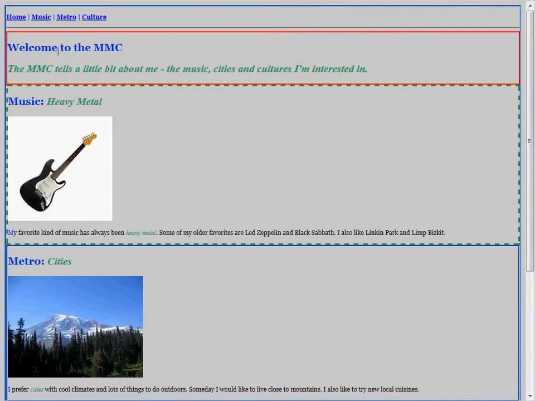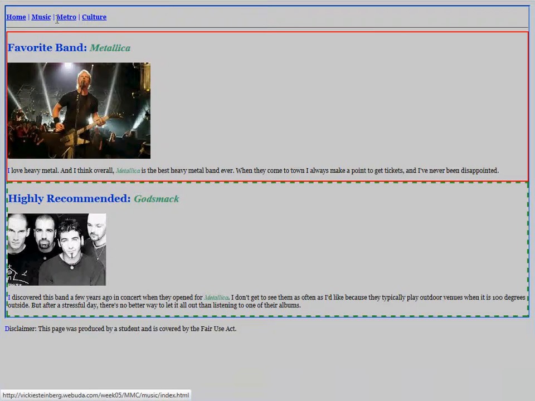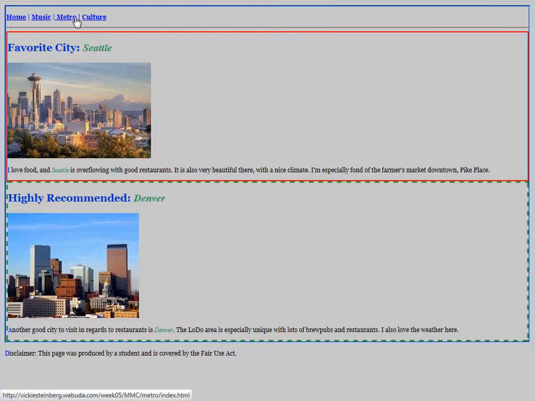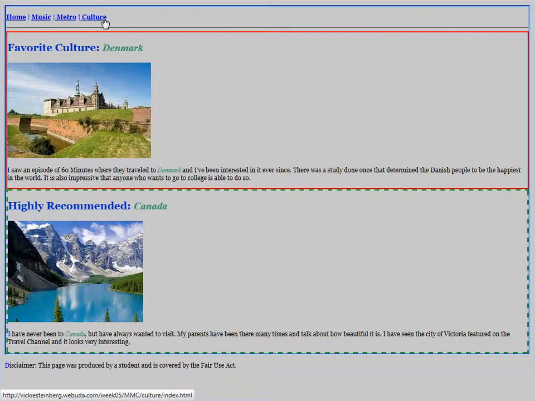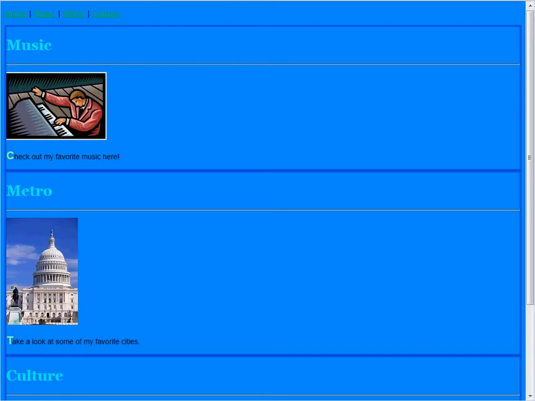All right, the next page. See the different colors for the borders. Red up top, green, blue down below. There's the, oh, there's a broken page. Here's the music page, the Metro page. Yeah, that looks nice. And the culture page. Let's look at another student.